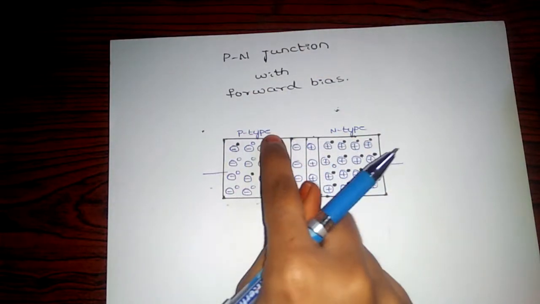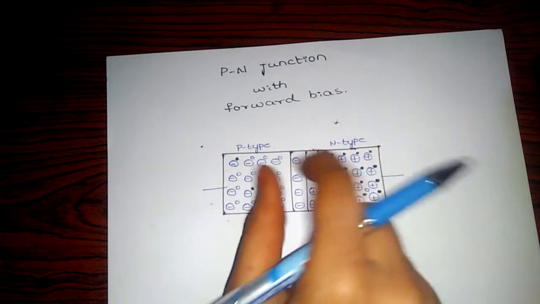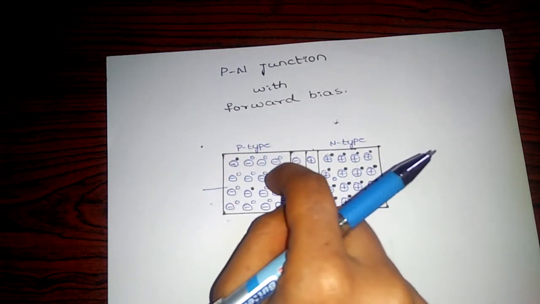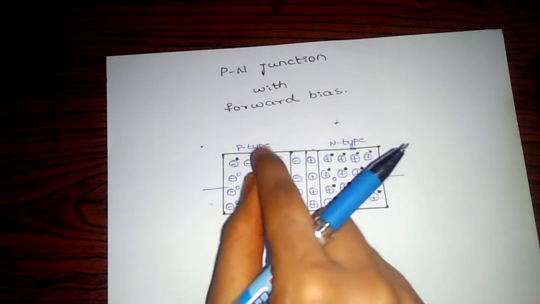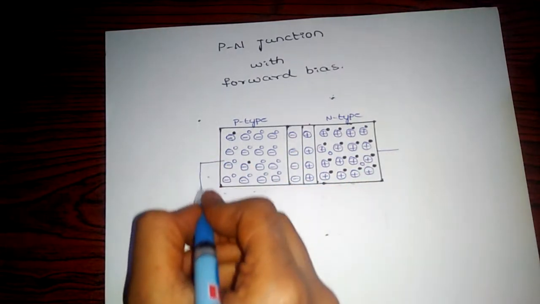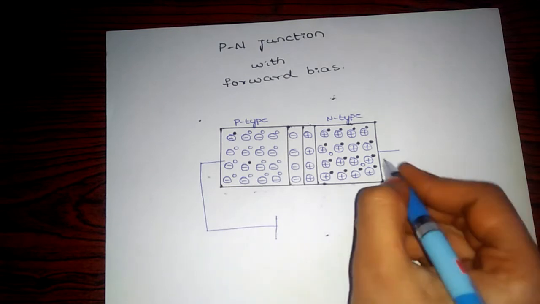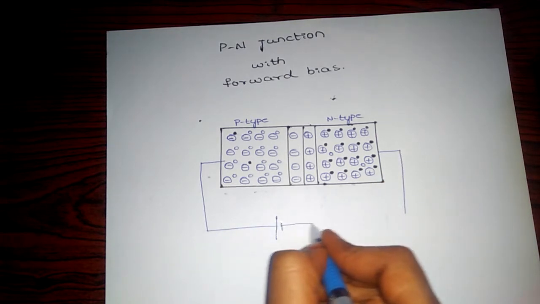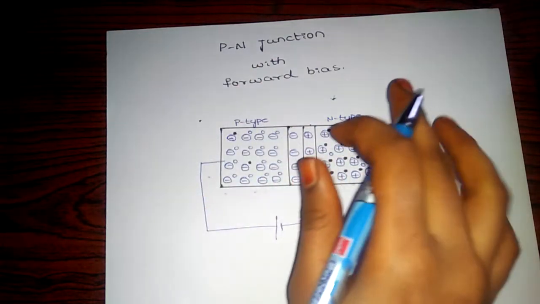Let's see, P type and N type. In a diode, we have two types of semiconductor materials, P type and N type. So if we give this P type terminal to the positive terminal of the voltage and this N type to the negative side of the voltage, then it is called forward biased.